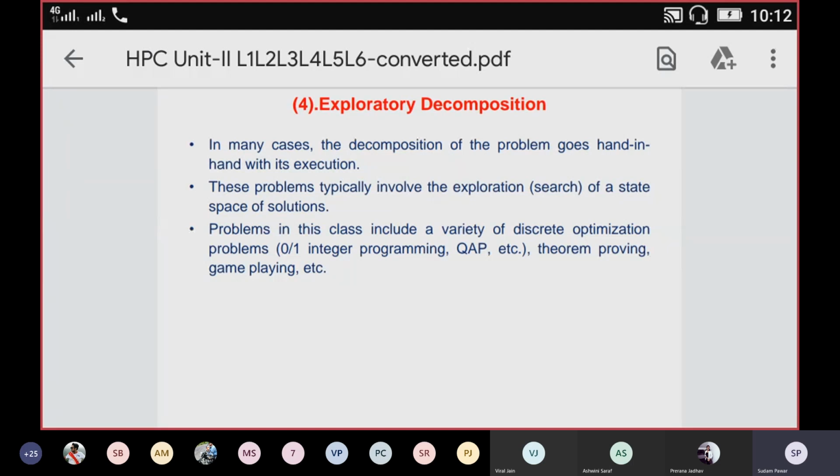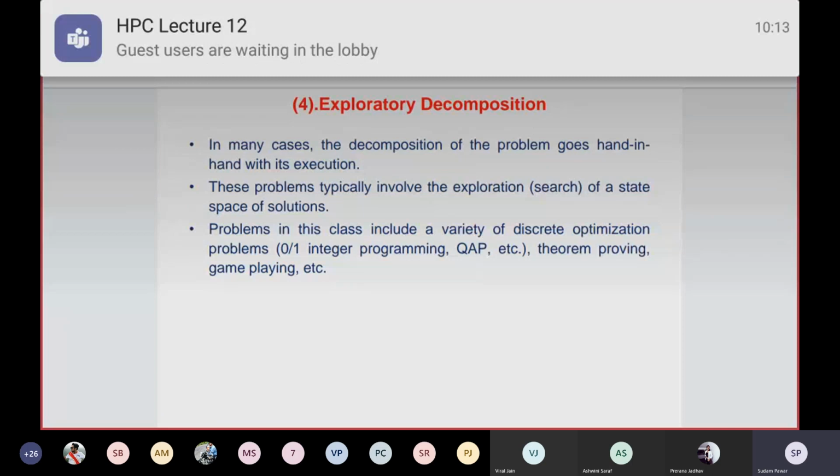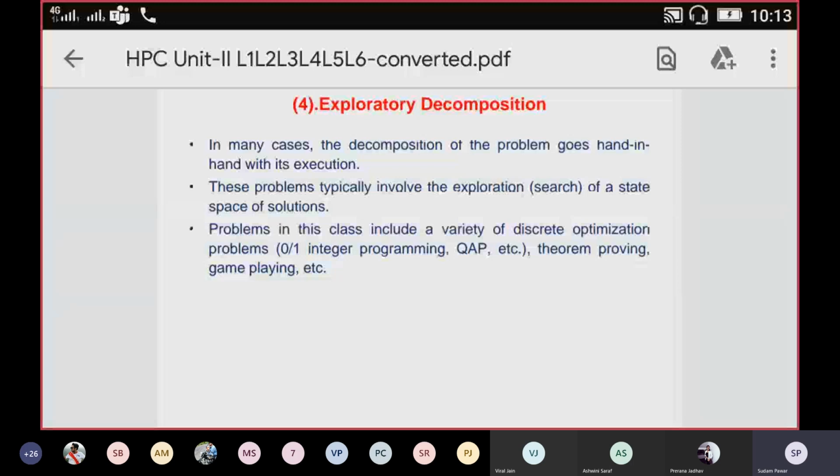For exploratory decomposition, in many cases the decomposition of the problem goes hand in hand with its execution. These problems typically involve the exploration of a state space of solutions, meaning a huge number of substates will be there in that particular state space of solutions. Problems in this class include a variety of discrete optimization problems, theorem proving problems, or game playing problems. A well-known problem is the 15 puzzle problem.